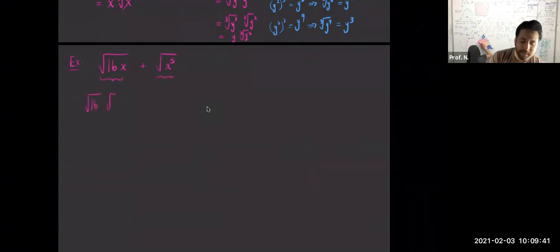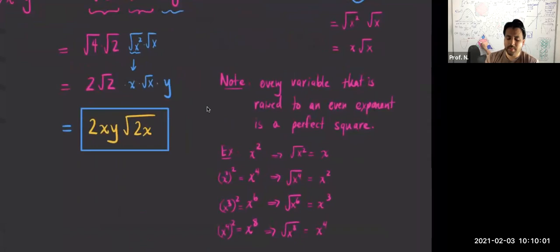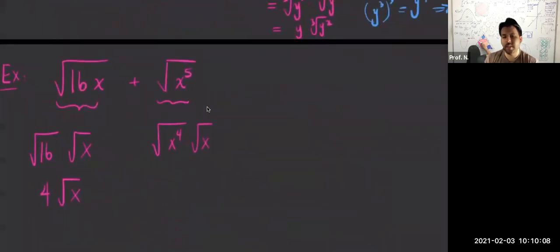So 16, I can take the square root of 16 because it's a perfect square. So this is 4 rad x. Now, how do I break this down? The x to the 5th power. Remember, we have to find the largest perfect square that's a factor of x to the 5th. And in this case, go back to the note. What does the note say? Every variable that is raised to an even exponent is a perfect square. So then the largest perfect square that's a factor of x to the 5th is x to the 4th. And this becomes x squared rad x.